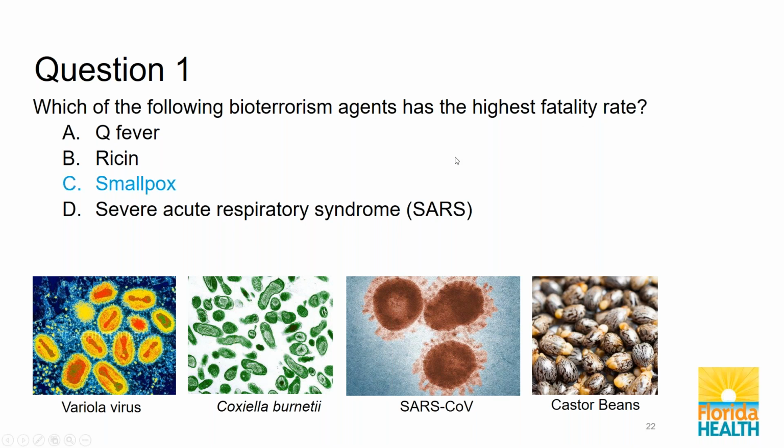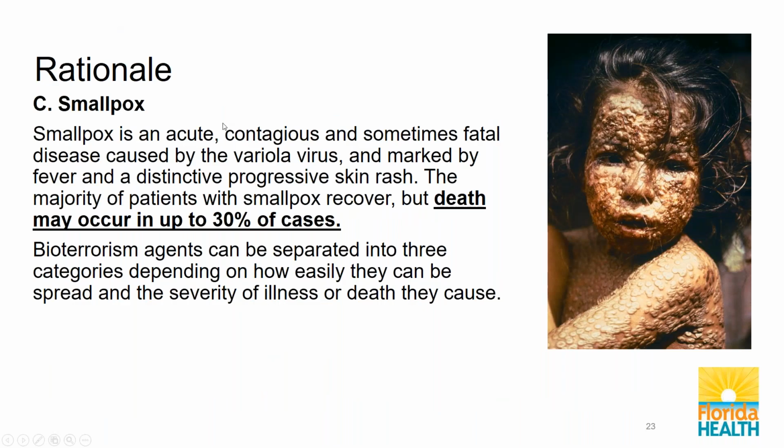So the correct answer is going to be smallpox. Now let's go over our rationale. Smallpox is an acute, contagious, and sometimes fatal disease caused by the variola virus and marked by fever and a distinctive progressive skin rash. The majority of patients with smallpox recover, but death may occur in up to 30% of cases.